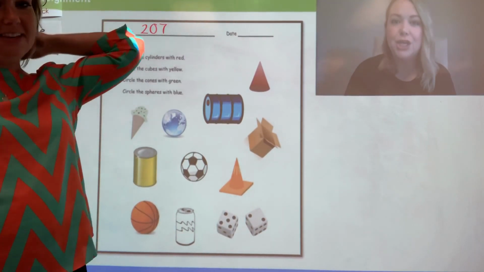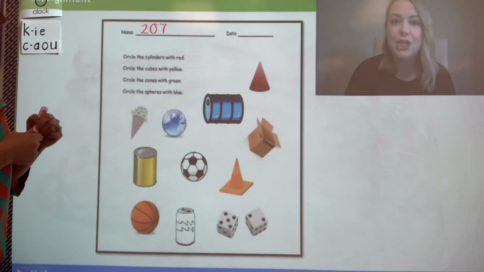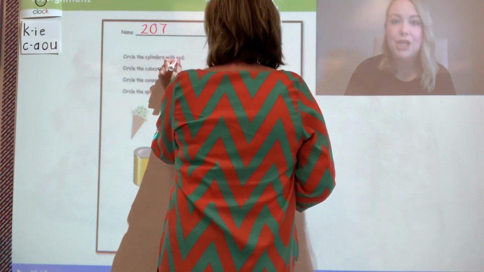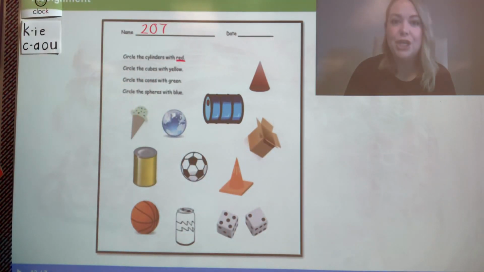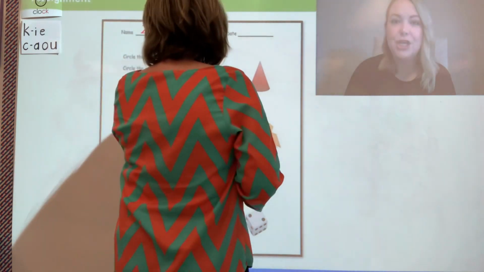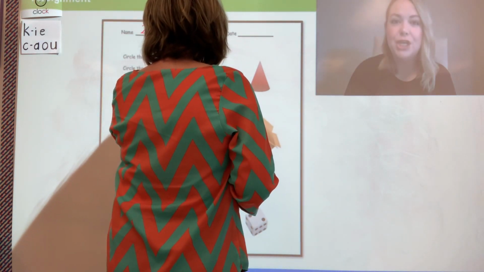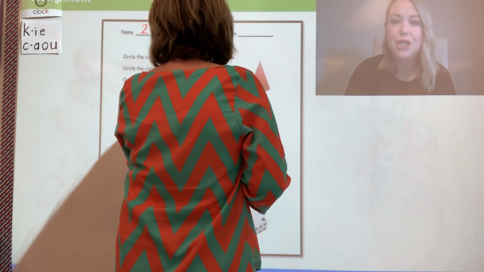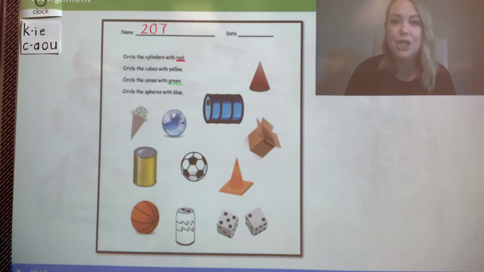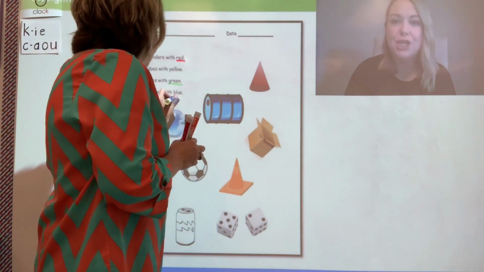All right. So, you're gonna need a red crayon, a yellow crayon, and a green crayon. And I know they don't have yellow. I'm gonna leave my yellow blank because they don't make yellow dry erase markers. And a blue crayon.